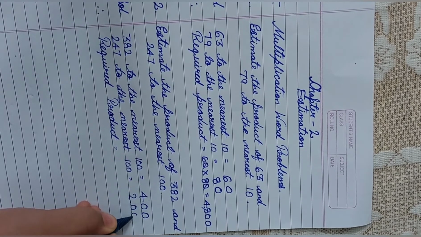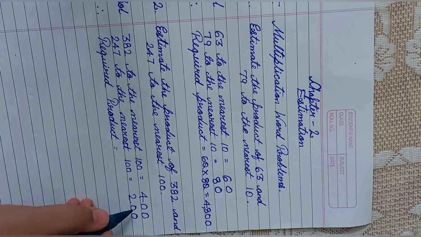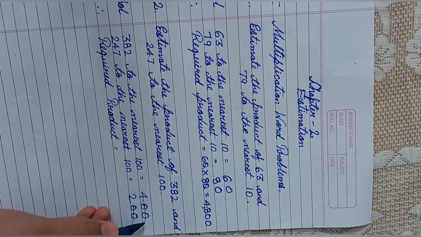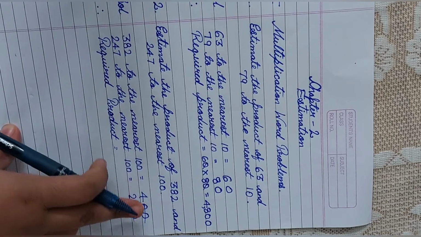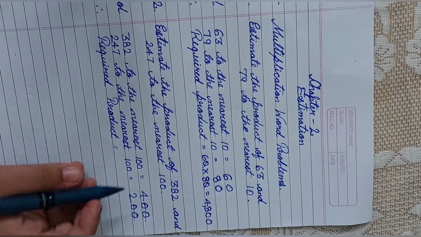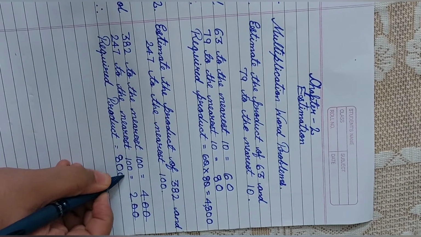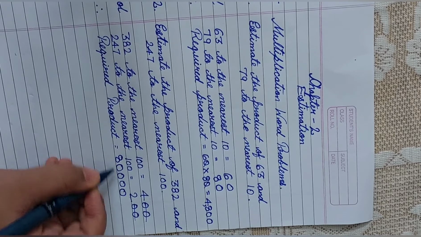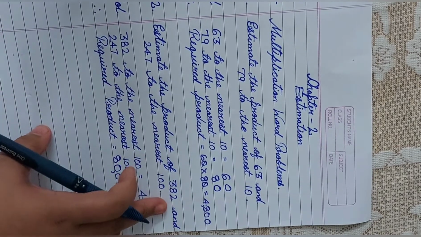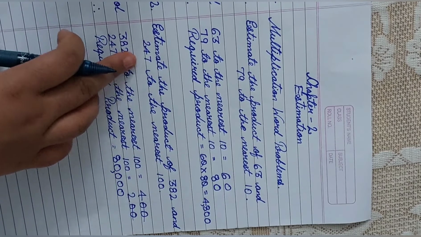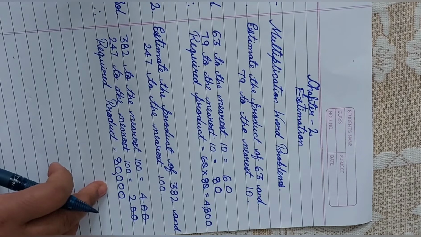So now the required product is what? How to see? First take out these 2 zeros. Here 2 zeros are there, here 2 zeros. We are going to take them out. So 2 4s are, or 4 2s are 8. So we are going to write down 8 and then with that we are going to write 4 zeros. That will be 1, 2, 3, 4. So the product of 382 and 247 to the nearest 100 is 80,000.